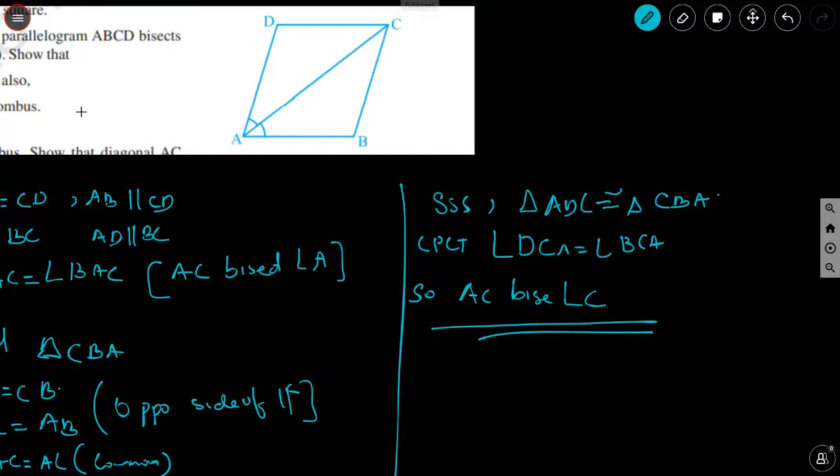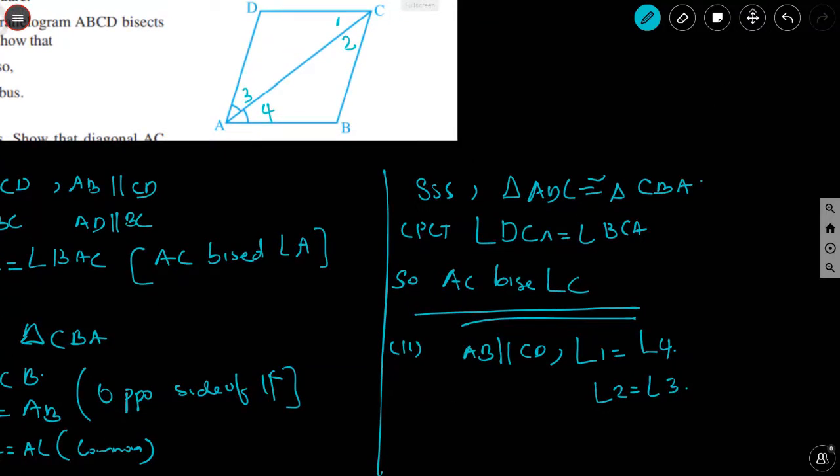So here AB is parallel to DC. We can mark angles 1, 2, 3, 4. For getting the second answer, it's a parallelogram, so we know AB parallel CD. So angle 1 is equal to 4 and angle 2 is equal to 3. That means angle 1 is equal to 2 and 3 is equal to 4. So all angles: 1 is equal to 4, 4 is equal to 3, 3 is equal to 2, means every angle is equal.